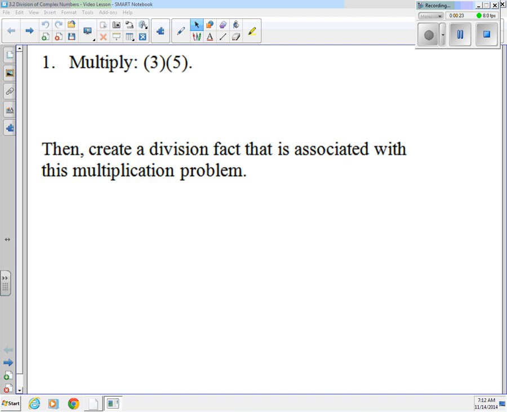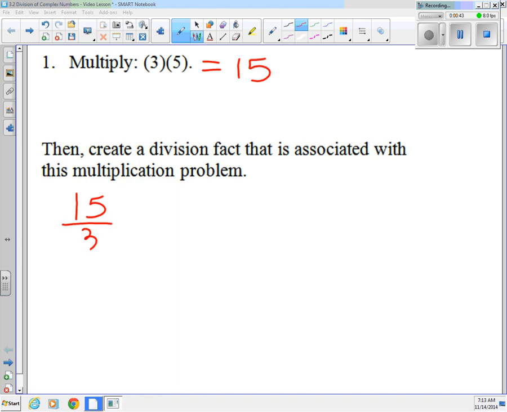So I want to start off with the concept of division as being the opposite of multiplication. For example, if I asked you to multiply 3 times 5, well, that's 15. And if I were to ask you to create a division fact associated with this multiplication problem, you could create two division facts. You could say 15 divided by 3 would be 5, or you could even say that 15 divided by 5 would be 3.